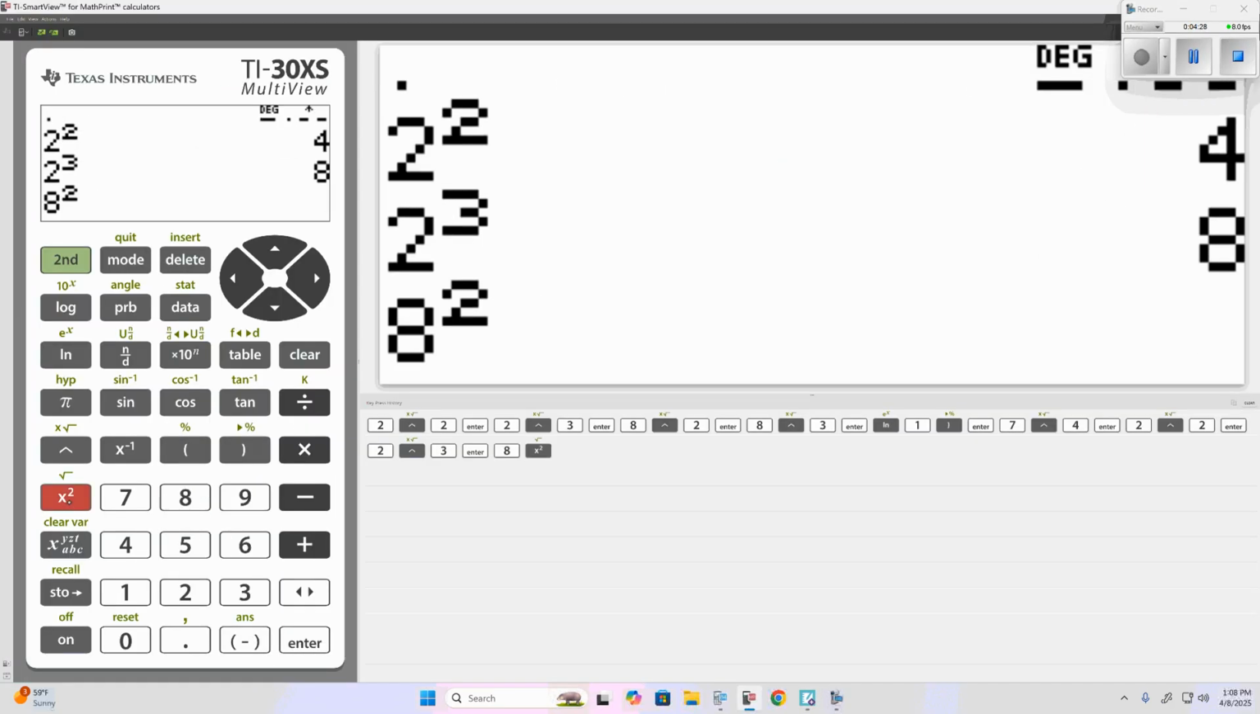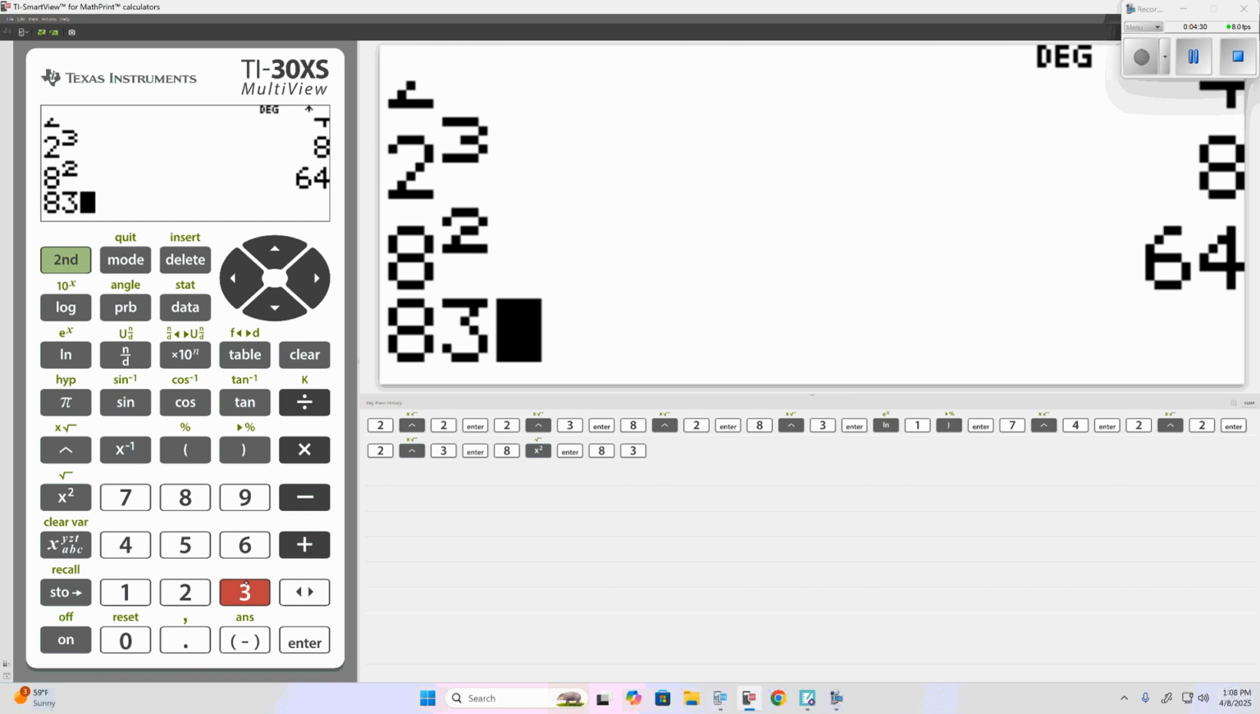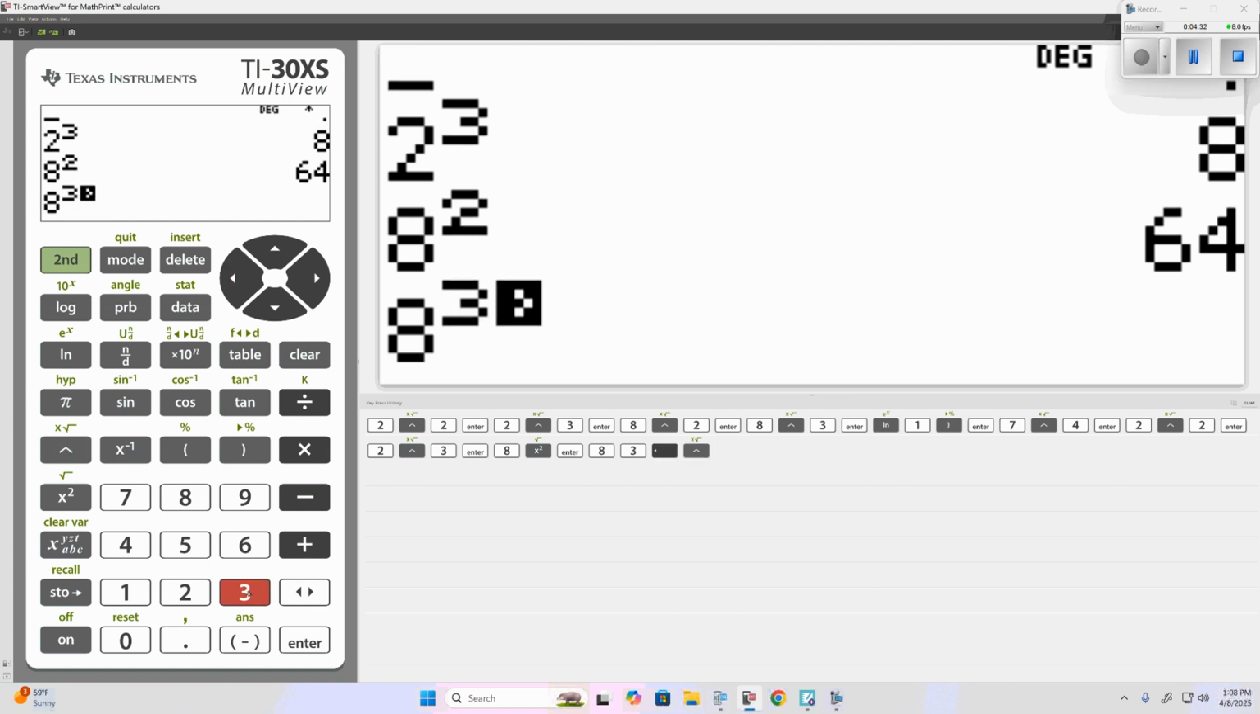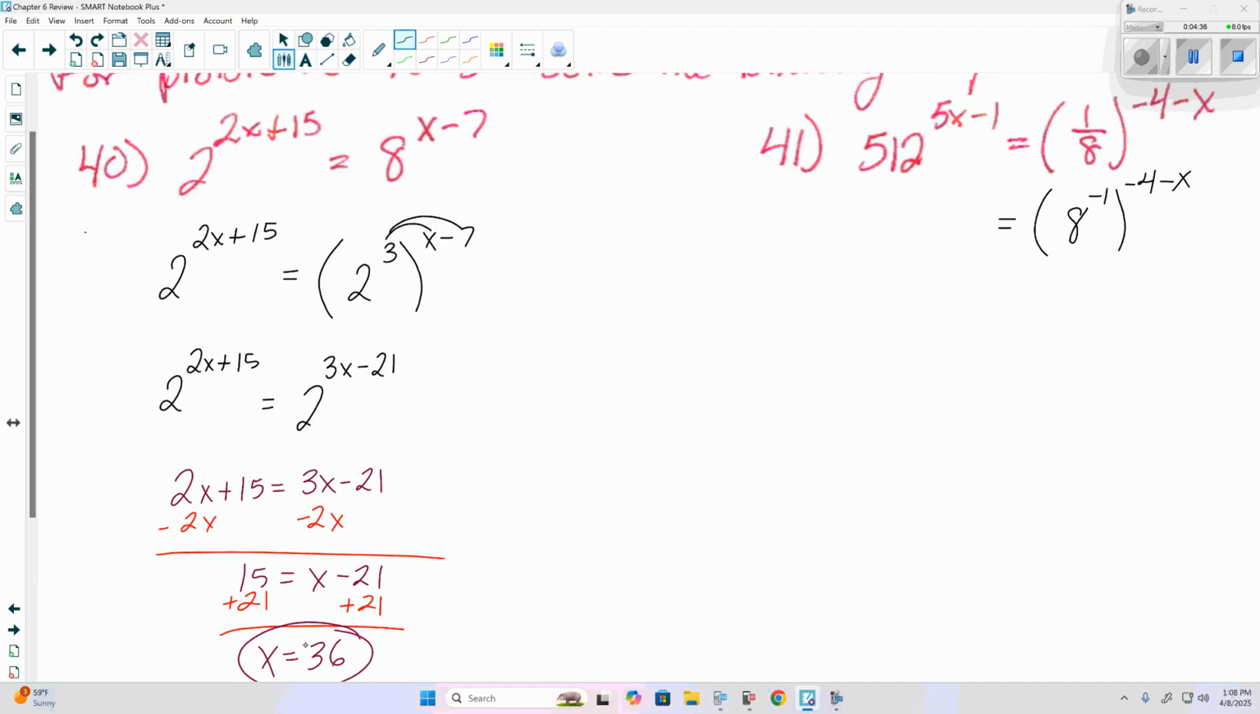Now, it'd be nice if we could rewrite 512 as 8 to a power. So we can see here 8 squared is 64, 8 to the third is, lo and behold, 512. So we can replace 512 with 8 to the third power. Now, 8 is indeed 2 to the third. We've seen that already, yes?